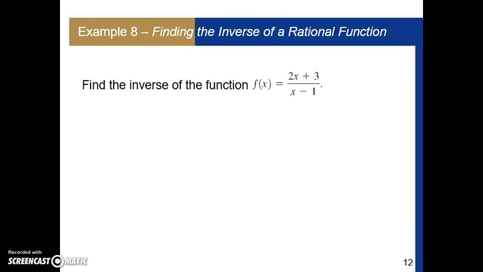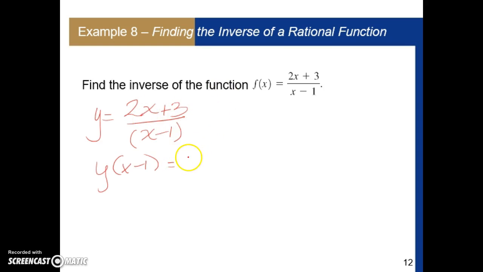All right, so we need to find the inverse of this function. I'm going to drop f of x, introduce y, and now I need to do everything I can to solve this for x. Well, the very first thing I can do is multiply both sides by x minus 1. If I multiply this right side by x minus 1, that just leaves me 2x plus 3. So I'm going to distribute my y. I have xy minus y equals 2x plus 3.